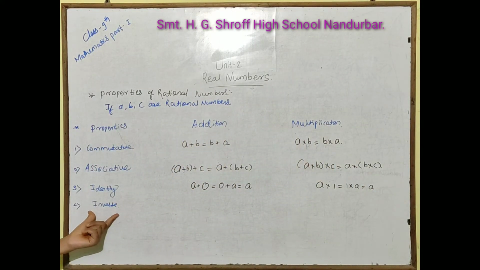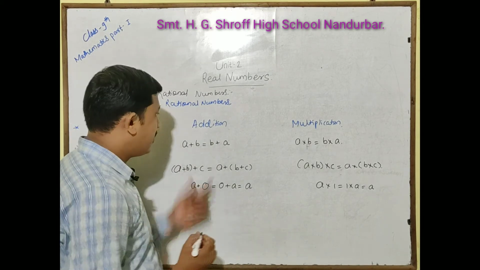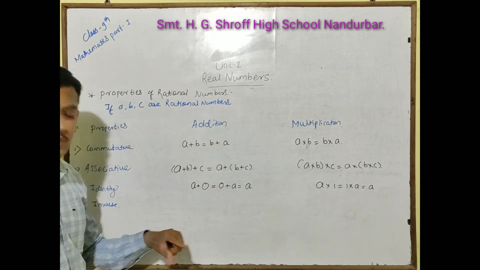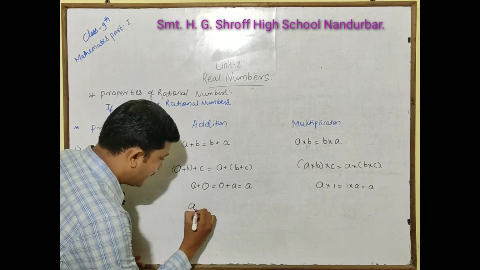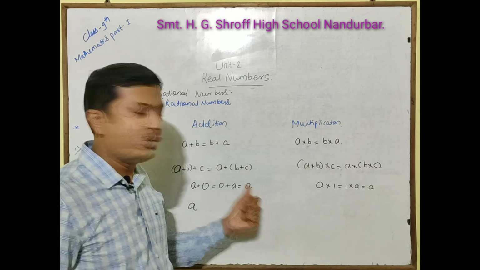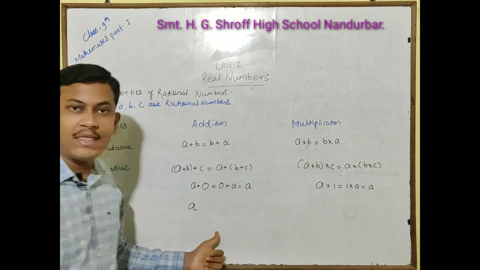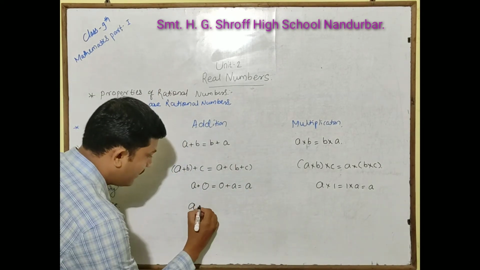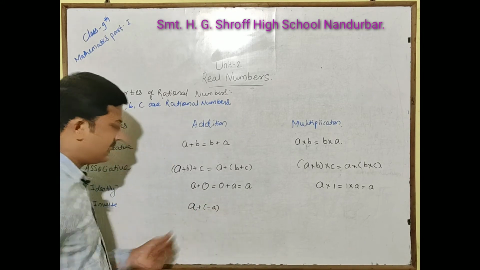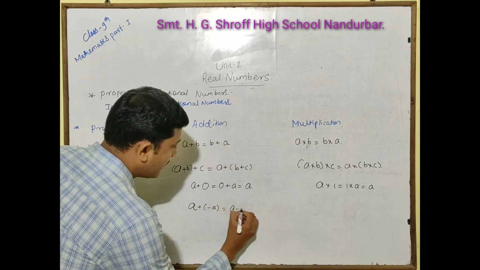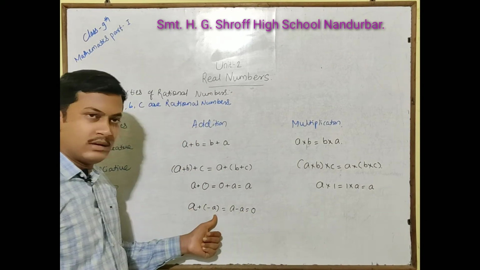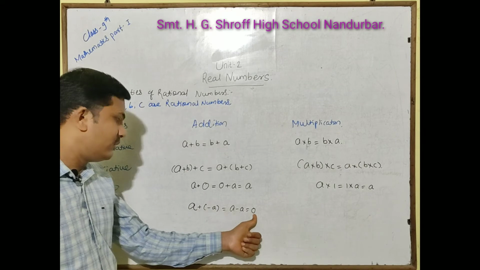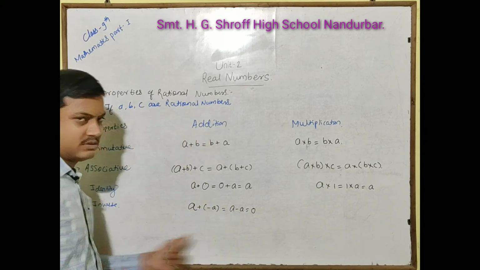Then inverse, additive inverse. Now what is inverse? Inverse means opposite. If we take the rational number A, what number we have to add so that we get the answer 0? That is A plus (minus A), that is equal to A minus A, which is equal to 0. If we subtract A from the given number A, we get 0. That is the additive inverse property.